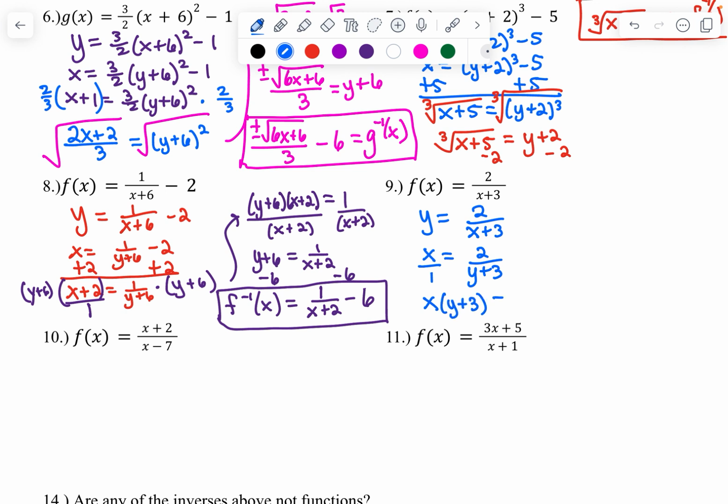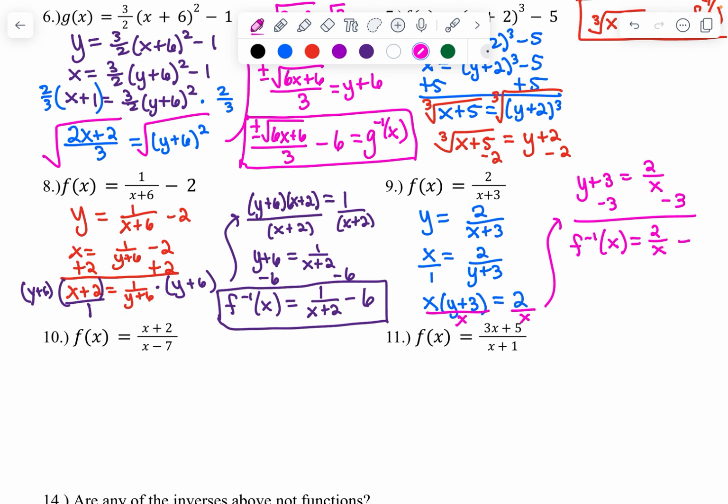Either way, you'll end up here. X times y plus 3 equals 1 times 2, which is 2. We're going to divide by that x to get that y plus 3 term by itself. So we'll have y plus 3 equals 2 divided by x. And we'll subtract our 3 to get the y all by itself. But because it was in function notation initially, we should go back to f inverse of x equals 2 divided by x minus 3.